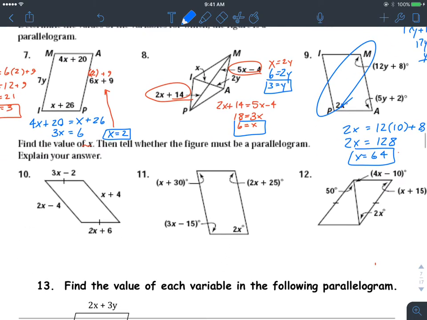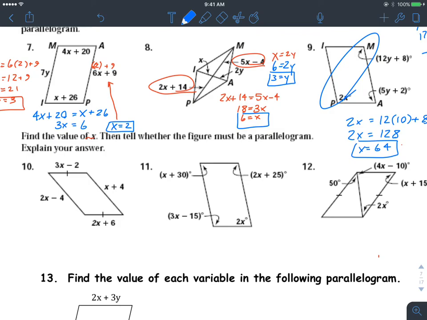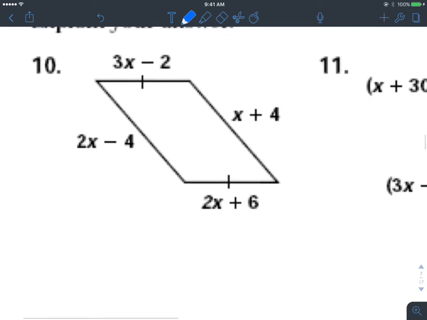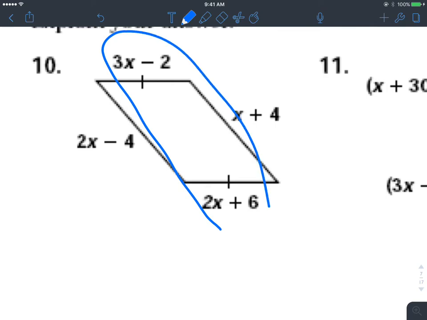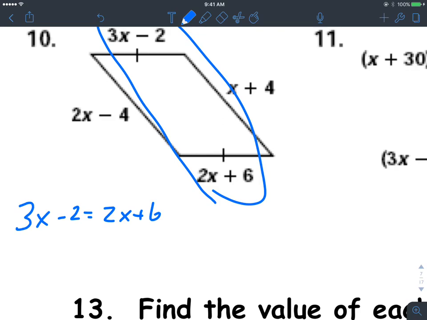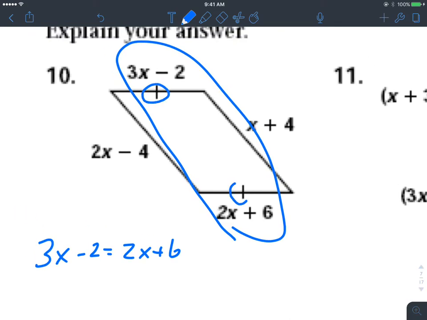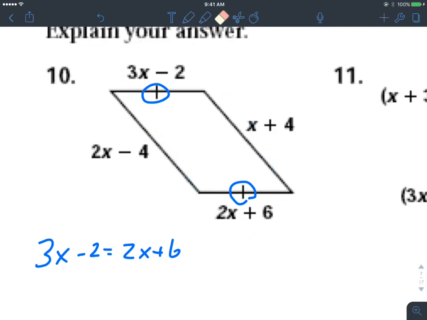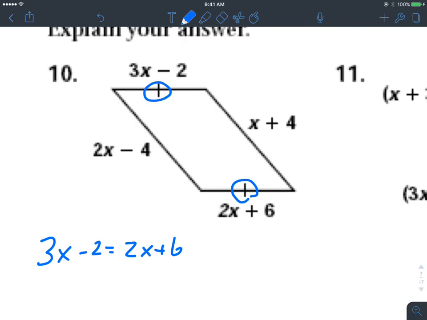Alright, now these are slightly different here because it says find the value of x and then tell whether the figure must be a parallelogram or not. So actually when I first did these problems, I kind of misread them a little bit and I just said, oh okay, just set two pairs of sides equal to each other. So I went and said we got 3x minus 2 equals 2x plus 6. And we know that because they didn't tell us it was a parallelogram, but they told us that the sides were congruent. So I can just automatically assume that. And then when you subtract over your 2x, you're going to get x on the left-hand side. If you add 2 to the other side, you're going to get 8.